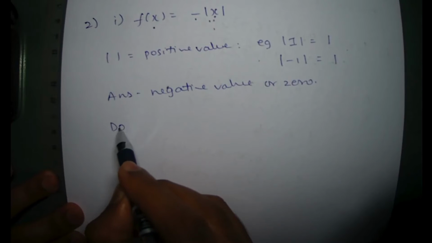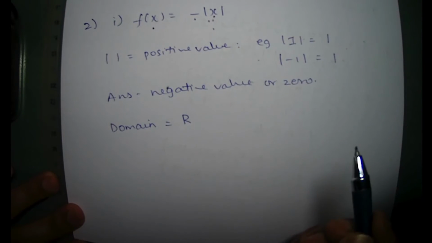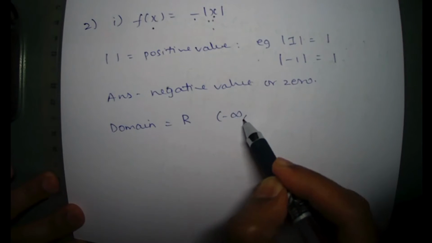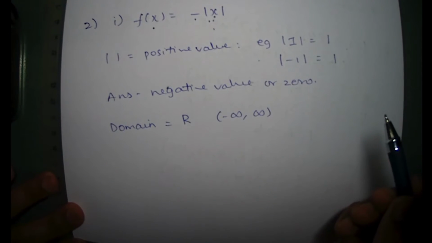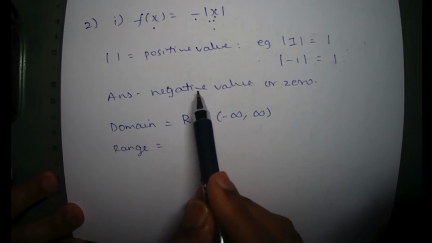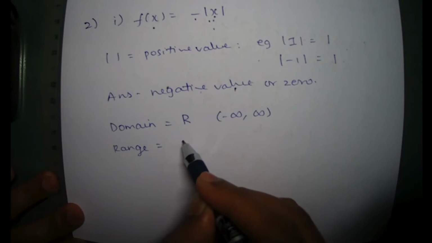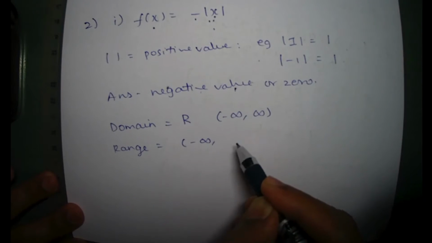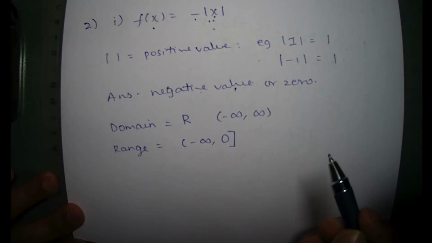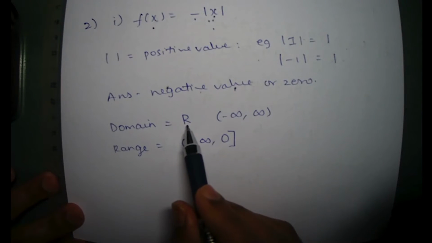So since we can substitute any real number here, the domain for this will be R, or all the real numbers, that is from minus infinity to plus infinity. And coming to the range, since we found out that the answer can only be a negative value or 0, the numbers will start from minus infinity all the way till 0, which includes 0. So this is the range of the function and this is the domain of the function.